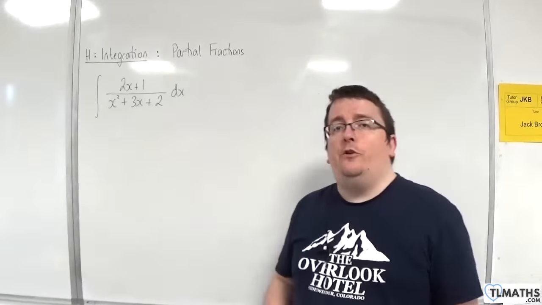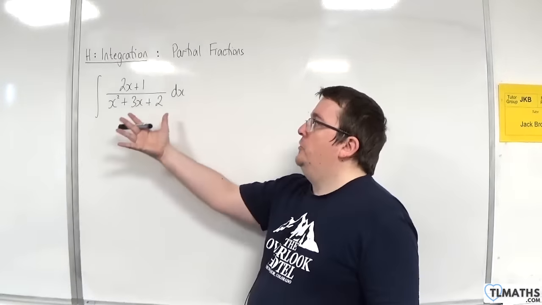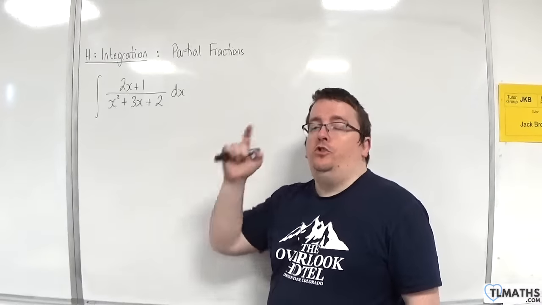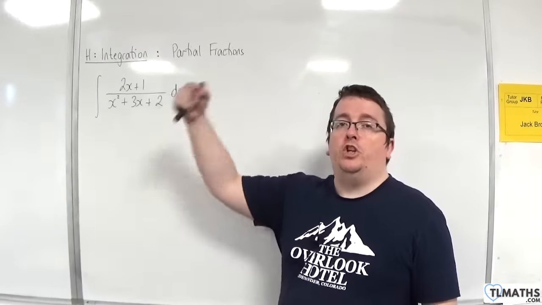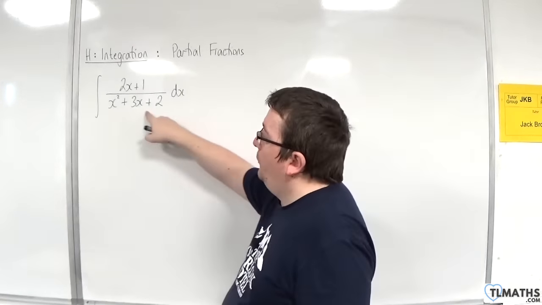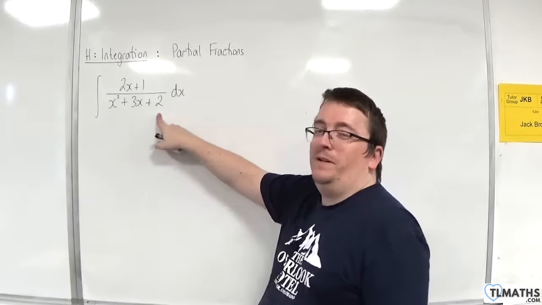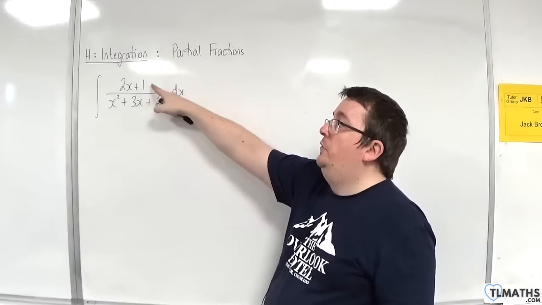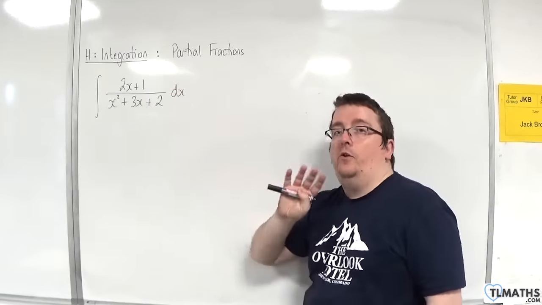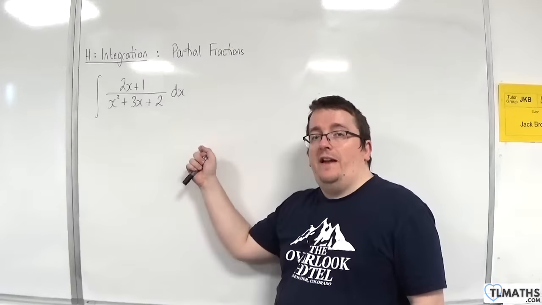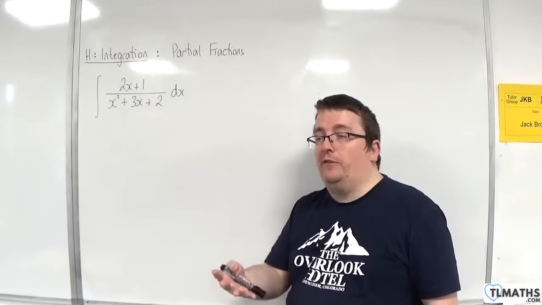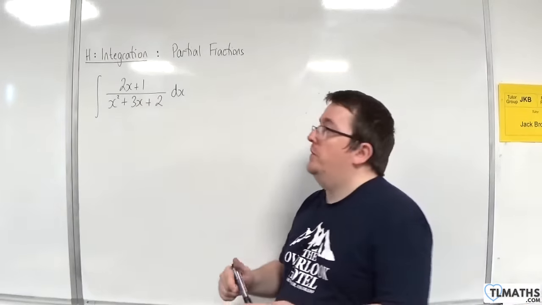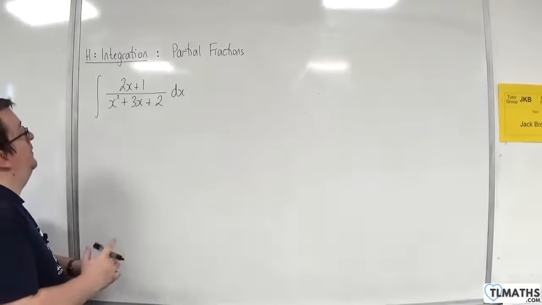Now, sometimes you're going to have to use partial fractions to integrate a rational expression like this. But the first thing you should do is check, does the denominator differentiate to the numerator? So x squared plus 3x plus 2 differentiates to 2x plus 3, which is not what we've got in the numerator, and it's not a multiple of the numerator either. That means we can't use the integral of f prime over f, which, remember, is in the formula booklet. So that method's out. So we've got to look at partial fractions. That's the only other method available to us.